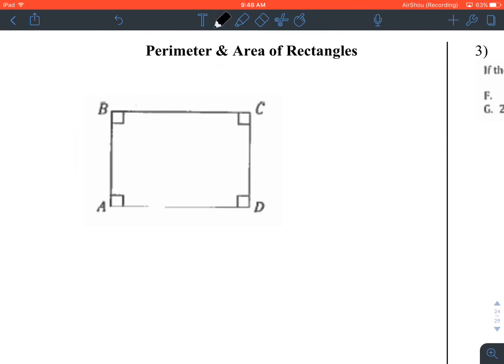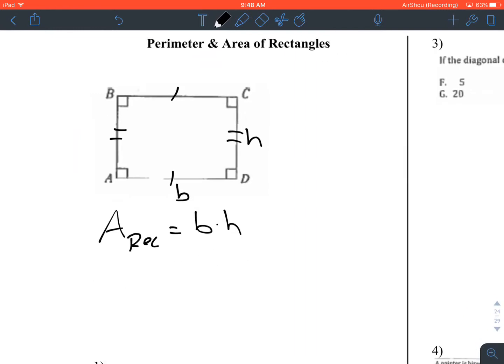Some other facts about rectangles: opposite sides have to be the same length. To find the area of a rectangle, you just take base times height. Base is any side, height is perpendicular to it. To find the perimeter of a rectangle, just like any shape, you add up the lengths of all the sides. So we're going to have a B and a B and an H and an H, which means we have 2 B's and 2 H's.